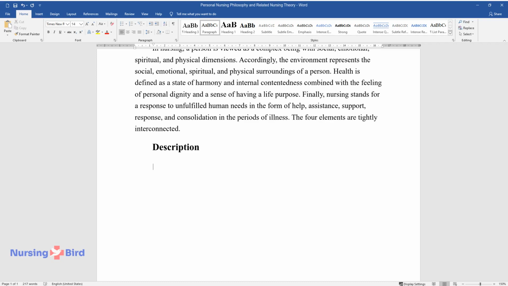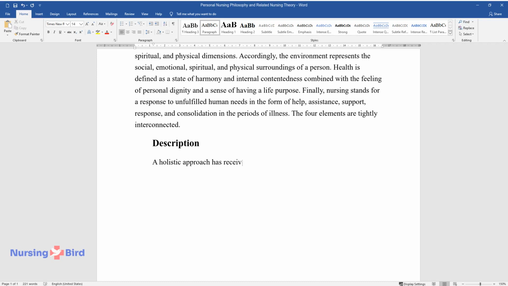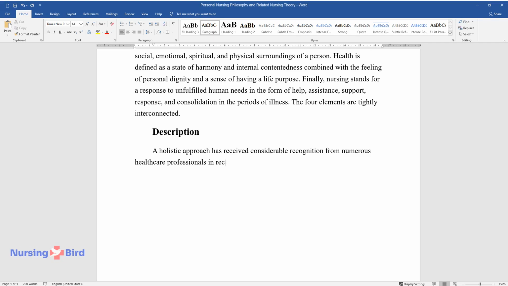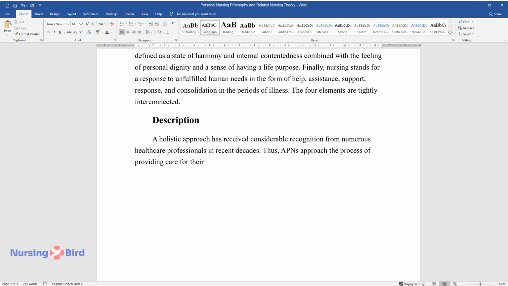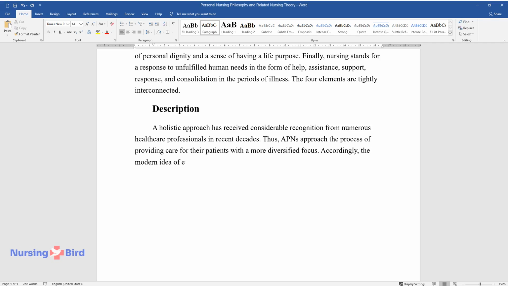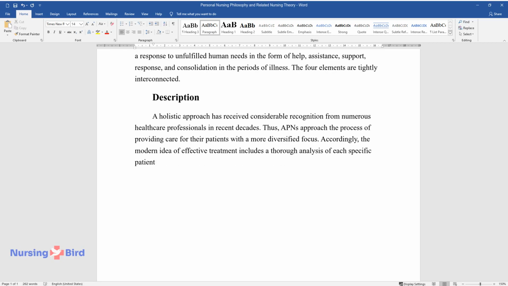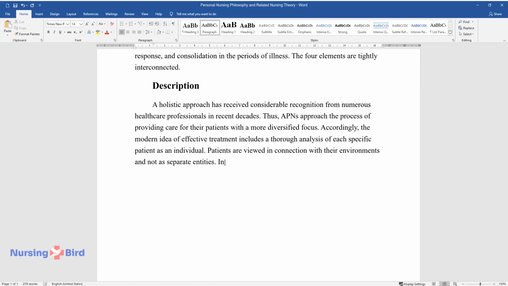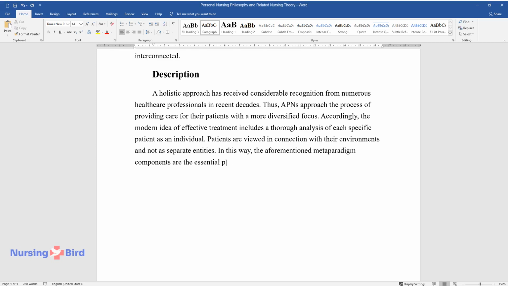Description. A holistic approach has received considerable recognition from numerous healthcare professionals in recent decades. Thus, APNs approach the process of providing care for their patients with a more diversified focus. Accordingly, the modern idea of effective treatment includes a thorough analysis of each specific patient as an individual. Patients are viewed in connection with their environments and not as separate entities. In this way, the aforementioned metaparadigm components are the essential parts of care.